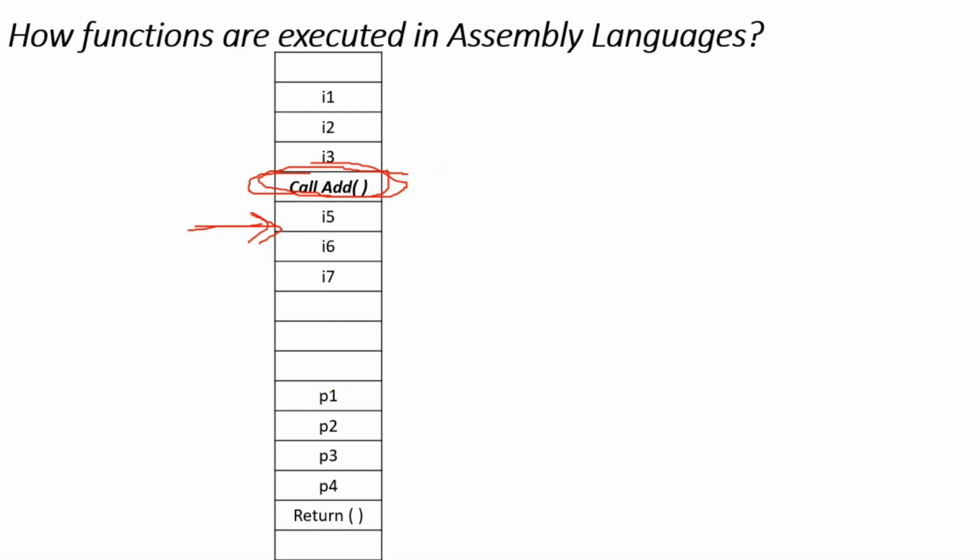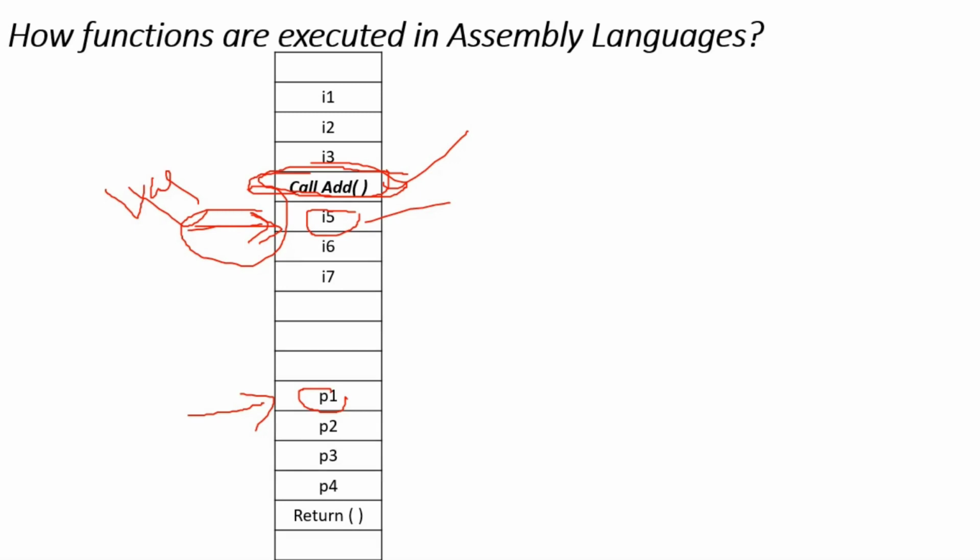When a function call is being executed, PC will be pointing to I5 itself. But once the processor understands it is a function call, it updates the PC value to P1. Now what about the I5 address? This is stored in some place and it is called the return address.